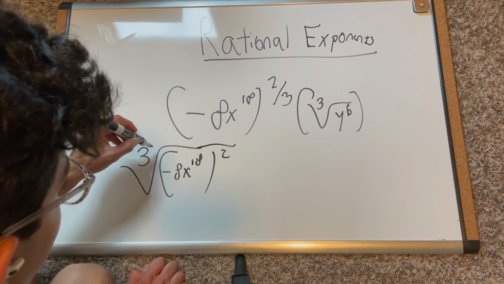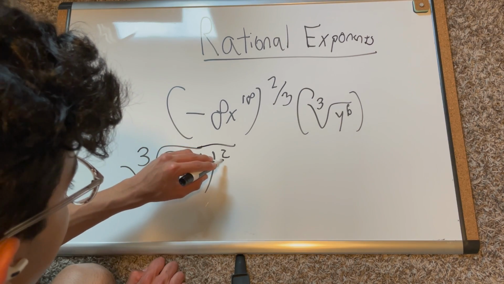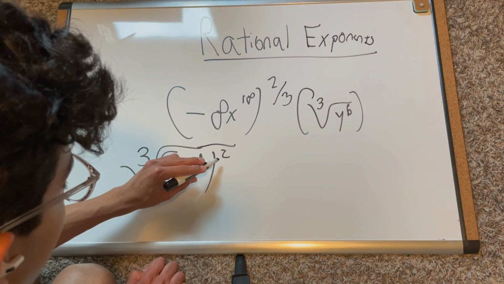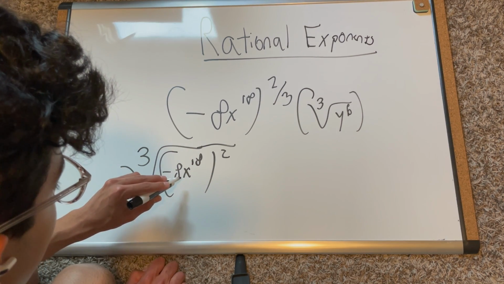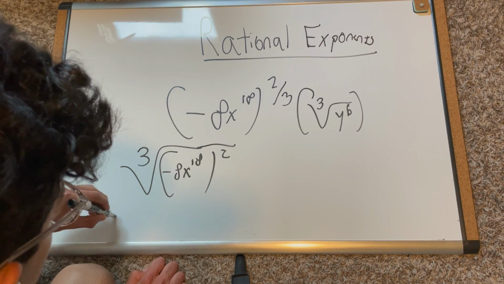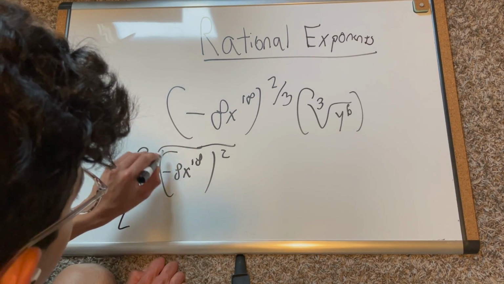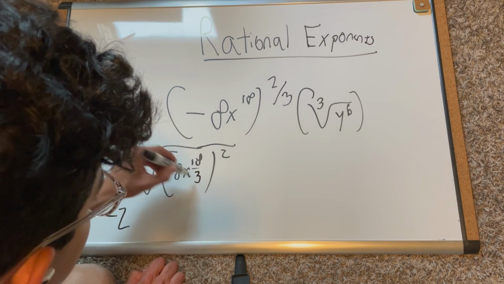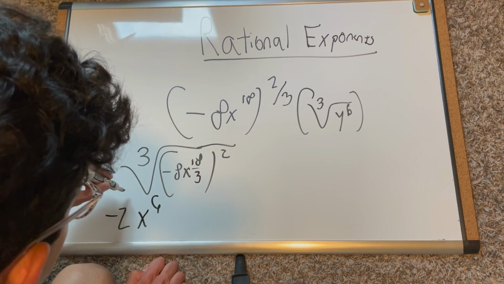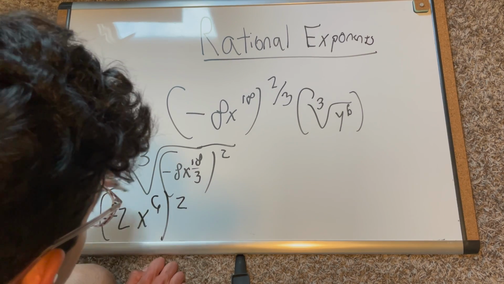So you can either simplify this first or that. You can't really divide that by 3. So I recommend you solve this first. What's the cube root of negative 8? Negative 2, cube root of 18, just divided by 3, 6, x to the 6th. Then, after that, square it.